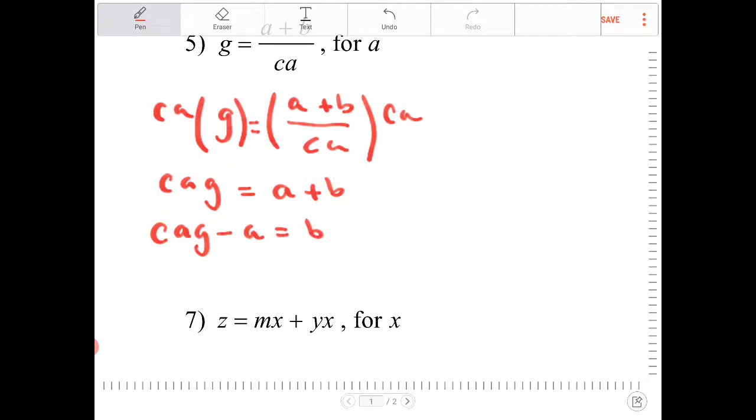Notice now there's a common factor. So I'm going to factor, and the act of factoring is very much like division. I'm going to pull A out, so I'll end up with CG minus 1. If I were to redistribute this, I'll end up with CAG minus A, so I'm undoing that. This is equal to B. Therefore A will equal, and then I'm going to divide both sides by CG minus 1. So A is equal to B over CG minus 1.